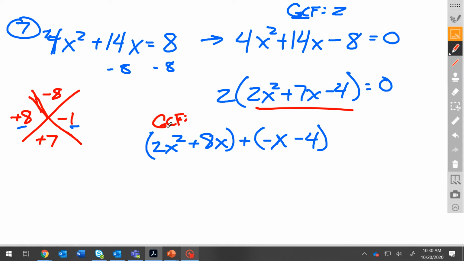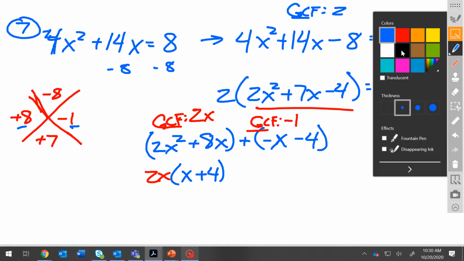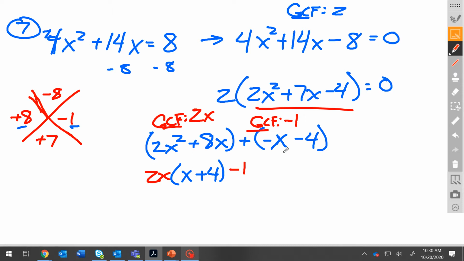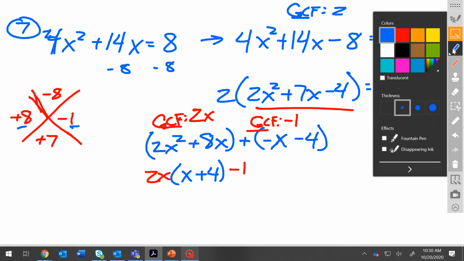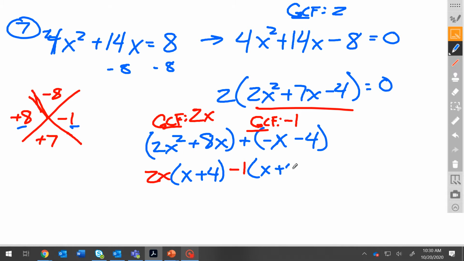The GCF of each group: the GCF of the first group is 2x, the GCF of the second group is negative 1. So I have 2x, and what I'm left with is x plus 4. I have negative 1, and what I'm left with is also x plus 4, which means these two have x plus 4 in common, so I can factor out x plus 4, and I'd be left with 2x minus 1.